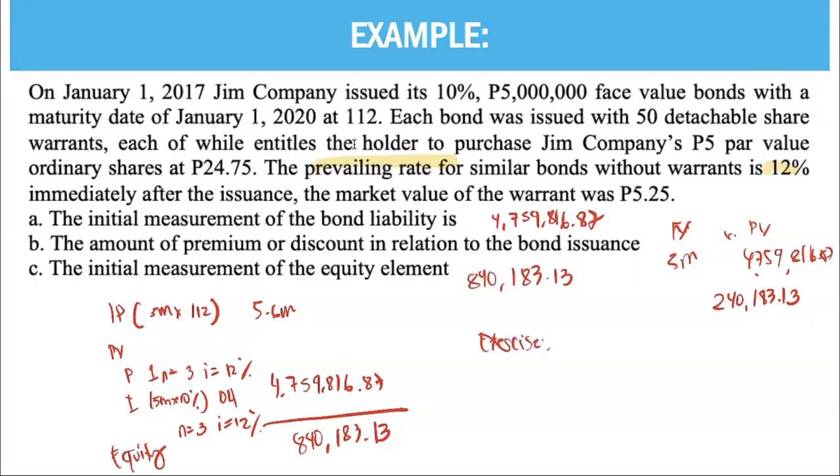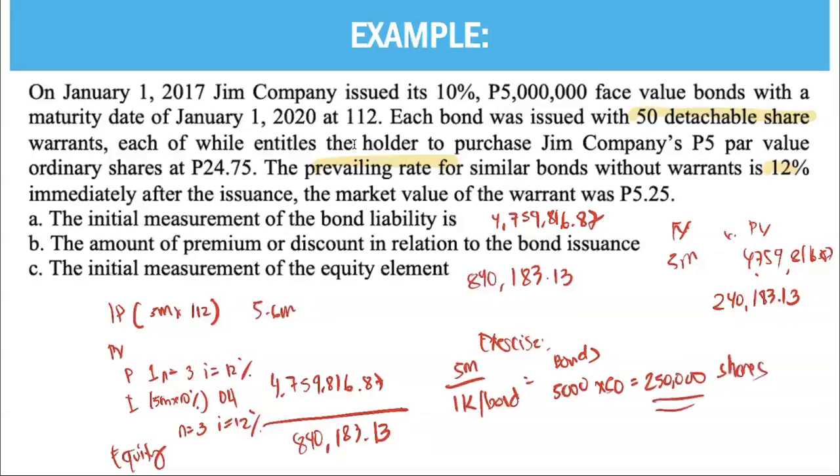So in case you will exercise it, each bond is issued with 50 detachable share warrants. If we have 5 million bonds at, let's say, 1,000 per bond, how many bonds do we have? 5 million divided by 1,000, so we have 5,000 bonds. Each is issued with 50 detachable warrants, and each warrant entitles the holder to purchase a 5 par value share. So 5,000 times 50, we have 250,000. So at most, we can get 250,000 shares.